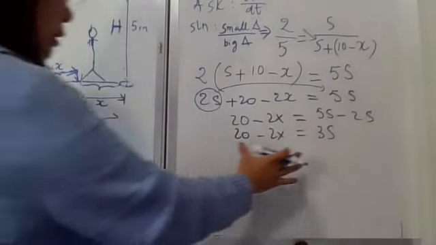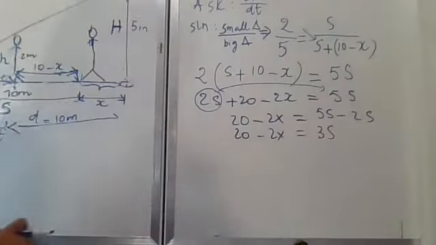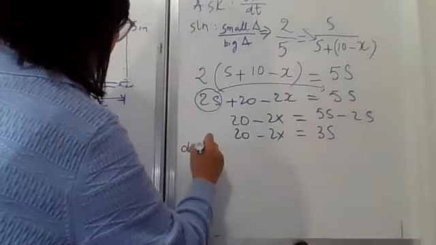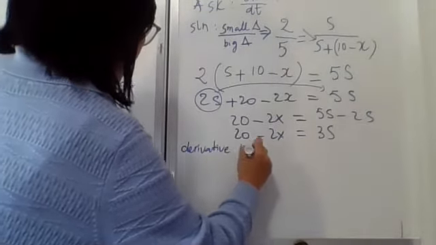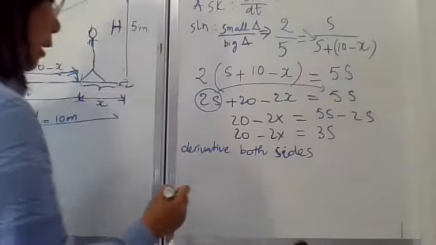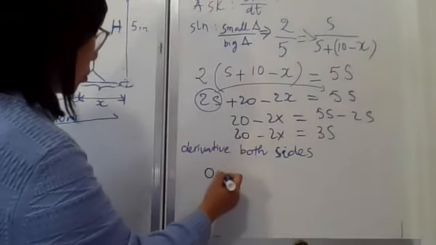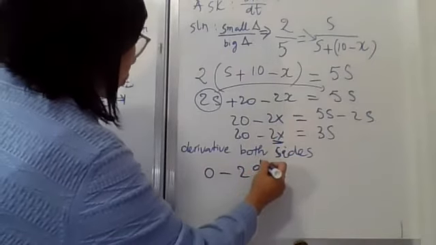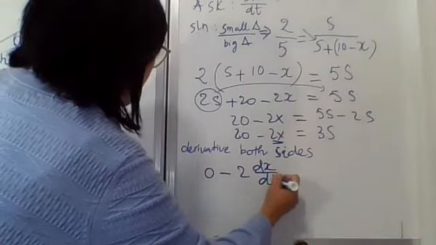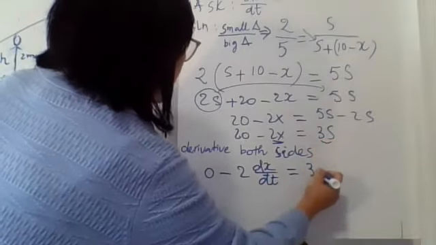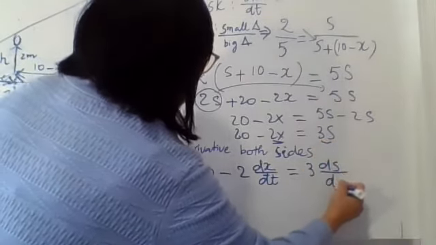So at this point, I already established an equation like this. You see our function. So now we're going to take the derivative of both sides, right? Derivative of both sides. We have derivative of 20 is 0, minus derivative of 2x is minus 2. And don't forget, you can put dx over dt right beside it. Equals derivative of 3s is 3 times ds over dt.